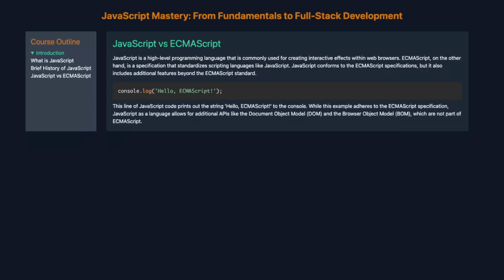JavaScript versus ECMAScript. JavaScript is a high-level programming language that is commonly used for creating interactive effects within web browsers. ECMAScript, on the other hand, is a specification that standardizes scripting languages like JavaScript. JavaScript conforms to the ECMAScript specifications, but it also includes additional features beyond the ECMAScript standard. This line of JavaScript code prints out the string "Hello ECMAScript" to the console. While this example adheres to the ECMAScript specification, JavaScript as a language allows for additional APIs like the Document Object Model (DOM) and the Browser Object Model (BOM), which are not part of ECMAScript.